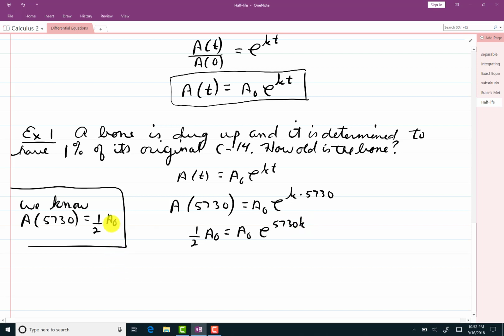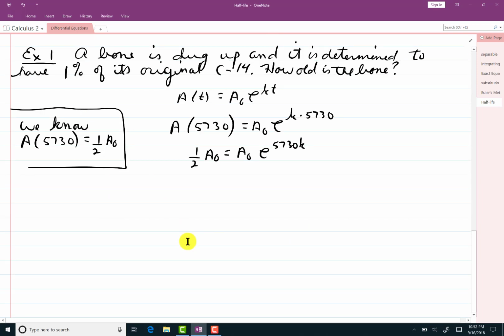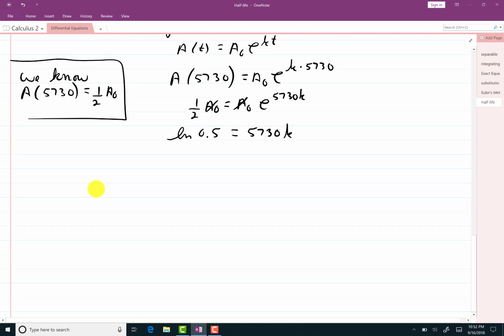At this stage, I'll divide through by the A naught. And then I'll take the natural logarithm of each side. Since this is all going to be done on a calculator, I'm just going to go right to decimals and not bother with fractions anymore. And now I'll divide by 5,730. K, you should know, is referred to as the constant of proportionality. It stays the same throughout the entire problem.